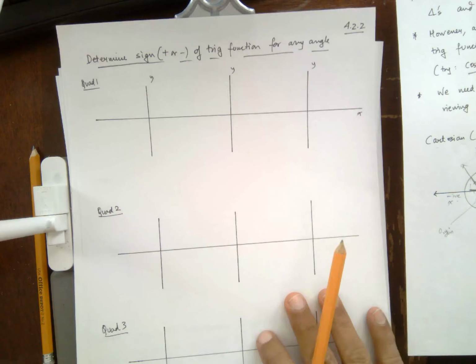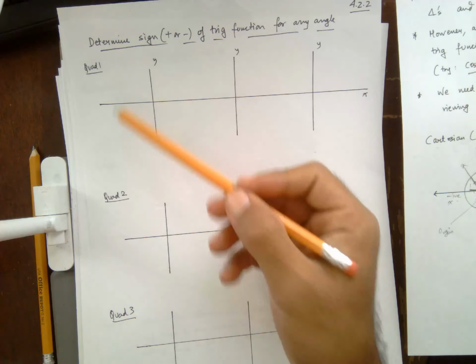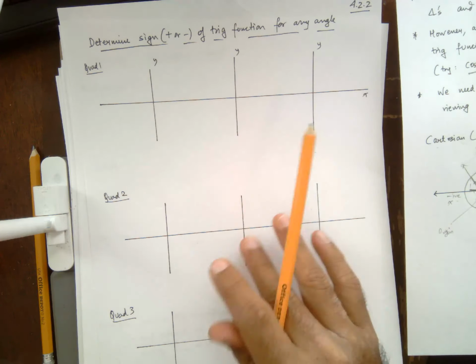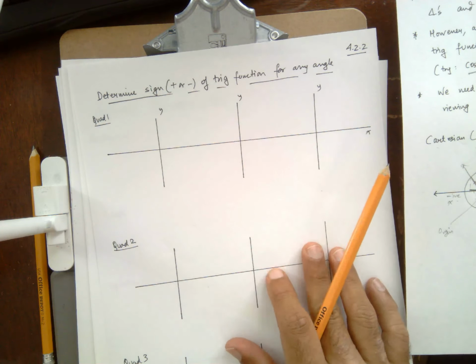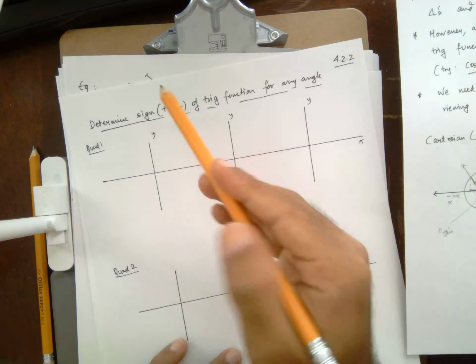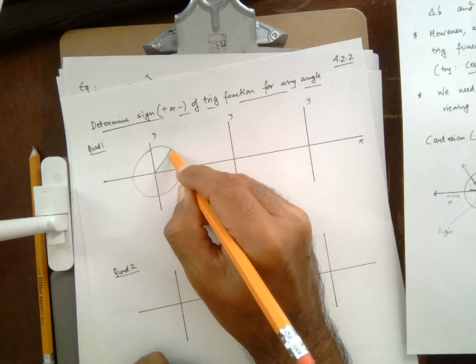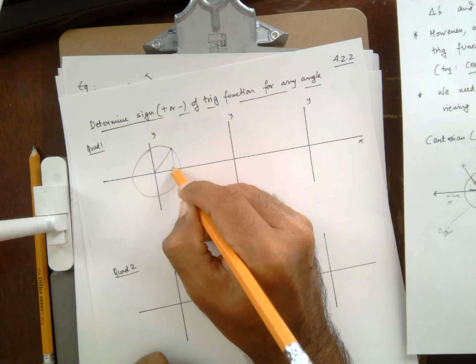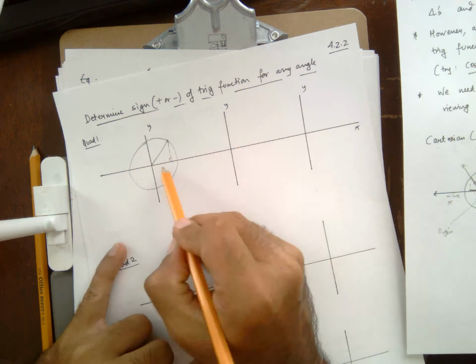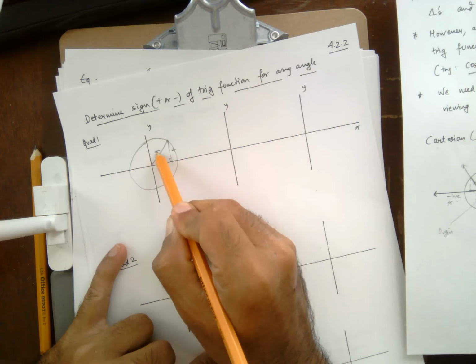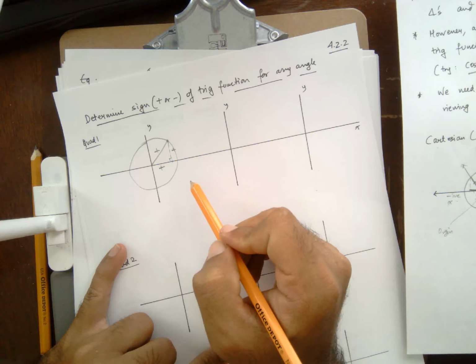So one of your worksheet problems is to extend this to quadrant 4. I'm going to go through 4 quadrants for the 3 functions. So quadrant 1, this means I have a circle, I have a point somewhere here. This is positive, and this is always positive.